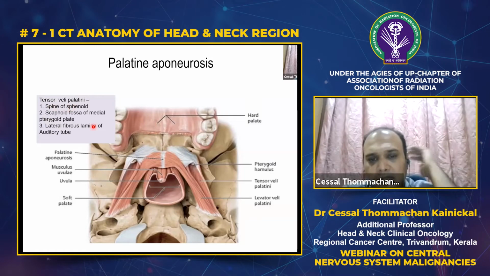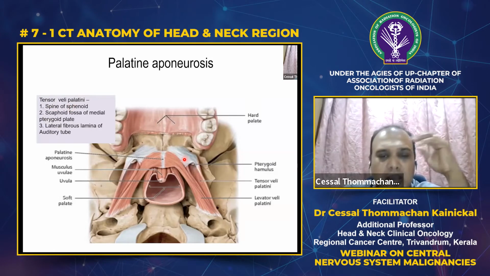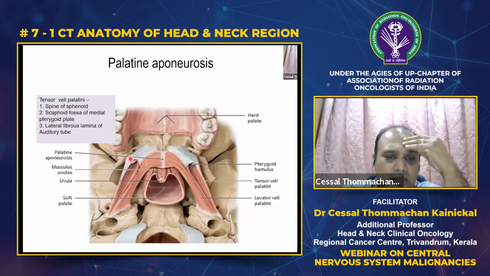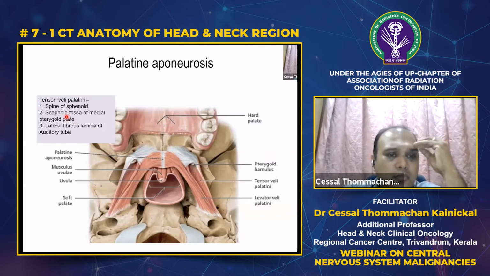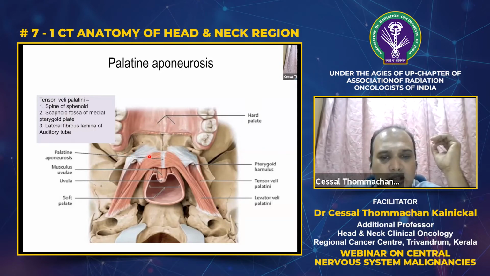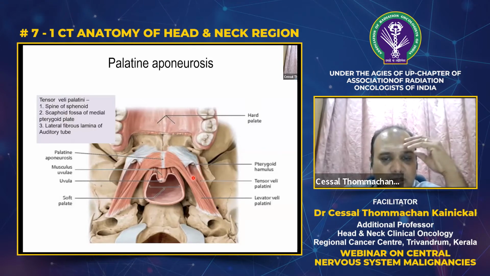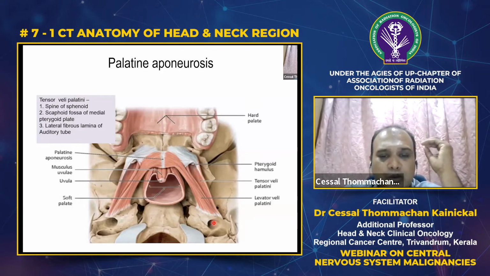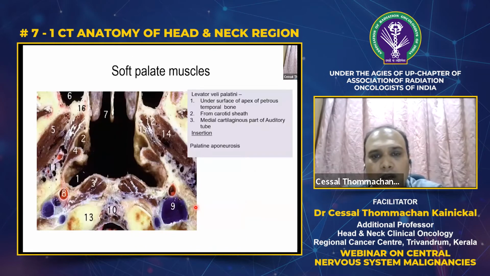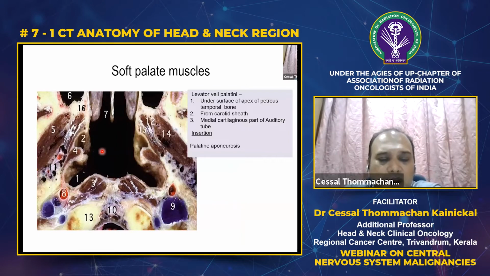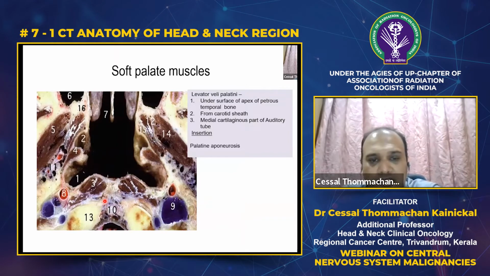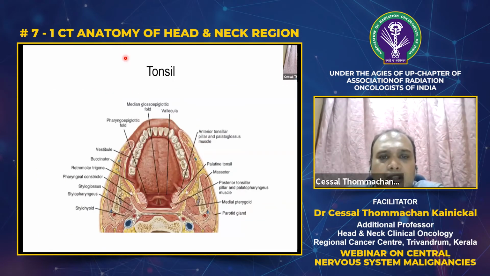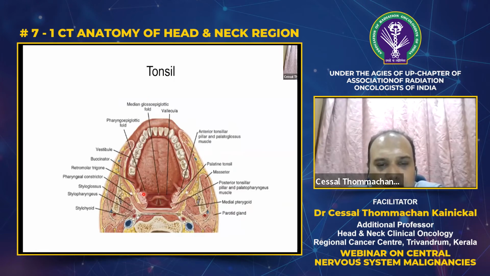It arises from the scaphoid fossa of the medial pterygoid plate and also the spine of the sphenoid bone. Then it is inserted into the palatal muscle. This is the tensor veli palatini muscle. The levator arises from the petrous apex of the temporal bone, the carotid sheath, and also from the medial cartilaginous part of the auditory tube. So coming to the tonsil, I need your attention.